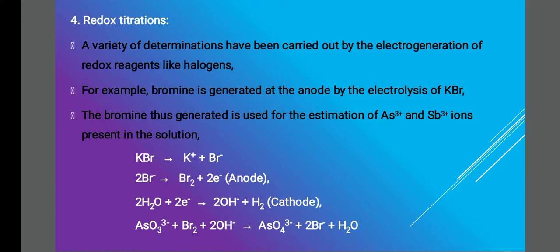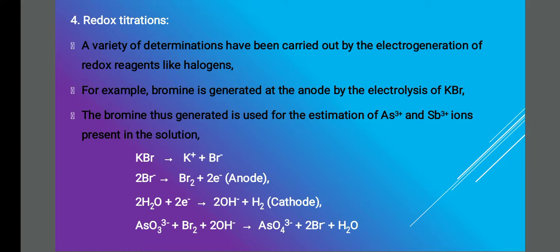Is it clear? I'll repeat. A variety of determinations have been carried out for electrogeneration of redox reagents such as halogens. Bromine is first generated at the anode by electrolysis of potassium bromide. This generated bromine is used for estimation of arsenic As3+ as well as antimony Sb3+ ions present in the solution.